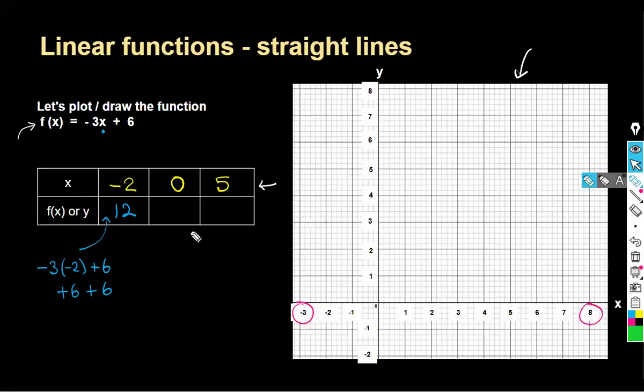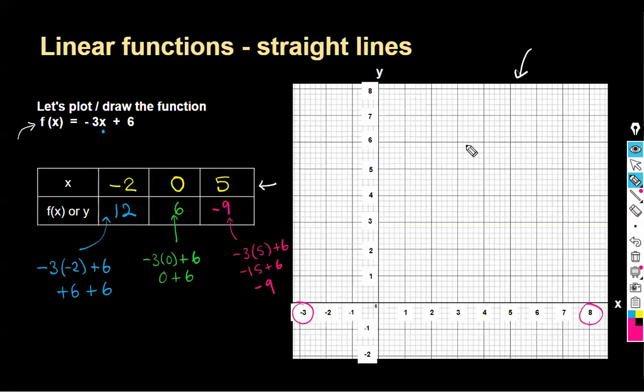Next one. 0. -3 times 0 plus 6. All I did was replace the x with 0. Anything times 0 is 0. 0 plus 6 is 6. All right. Last one, I use pink. -3 times 5 plus 6. -15 plus 6. I can't do that in my head for some reason at this point in time, so I use my calculator. I got -9.